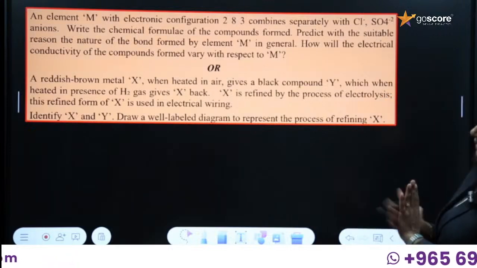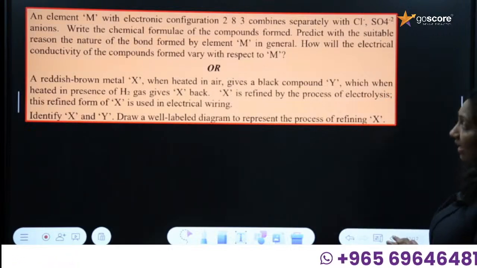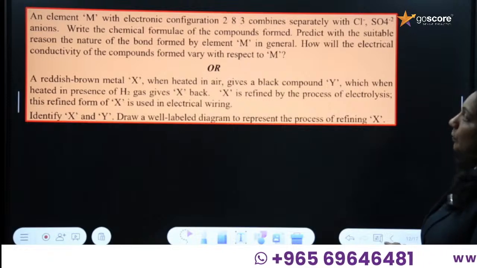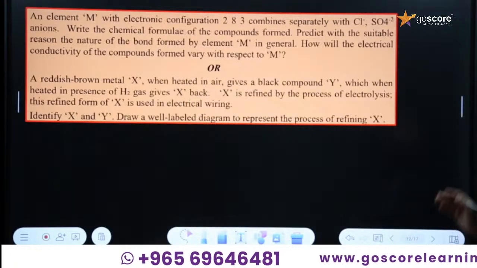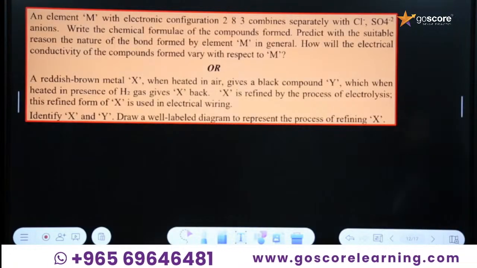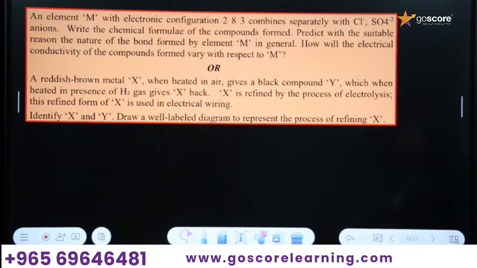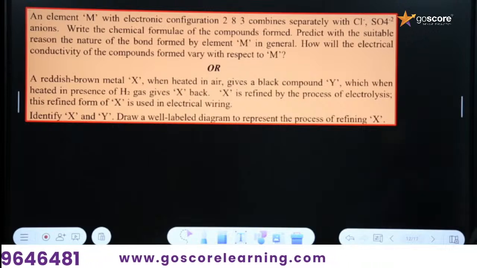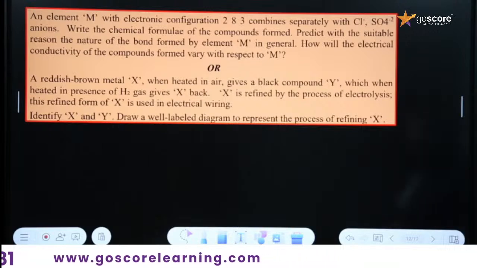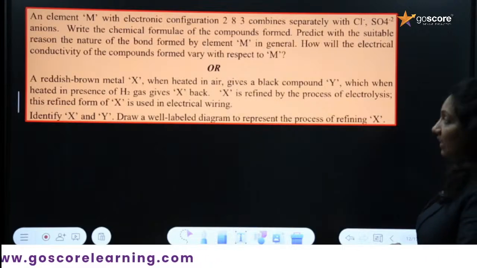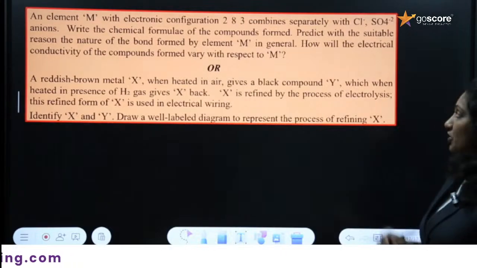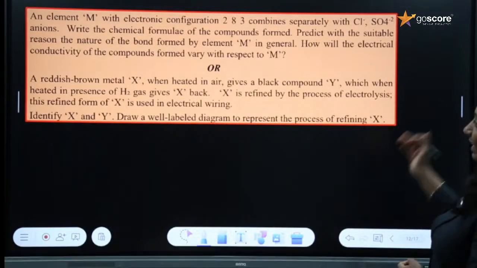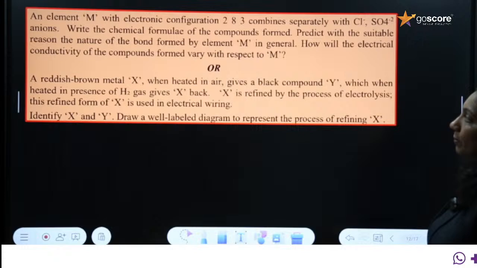An element M with electronic configuration 2, 8, 3 combines separately with the chlorine and sulfate ion. Write the chemical formula of the compound formed. Predict with a suitable reason the nature of the bond formed by element M in general, and how will the electrical conductivity of the compound formed vary with respect to M.